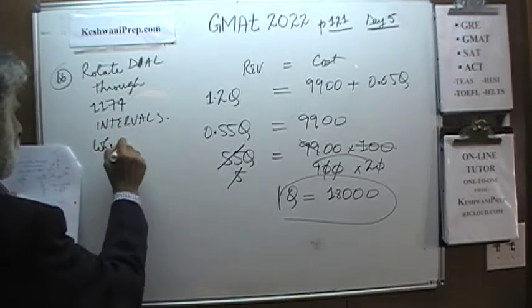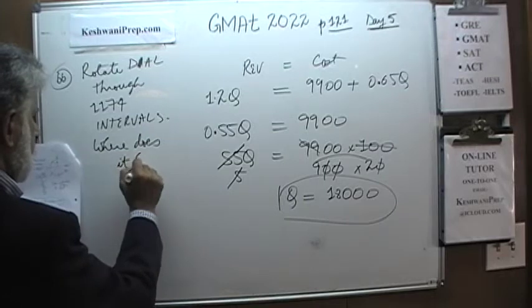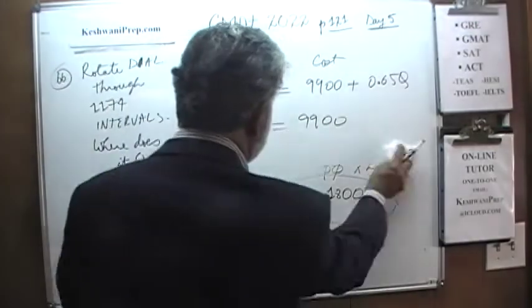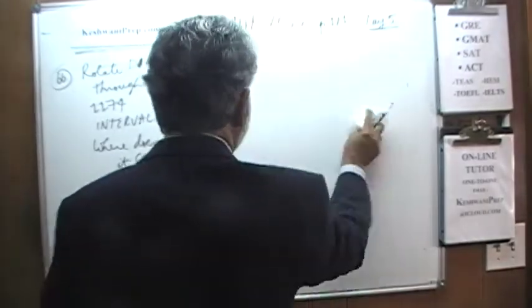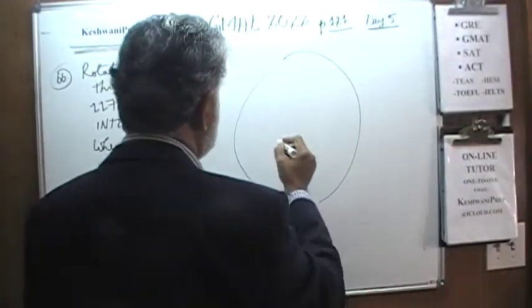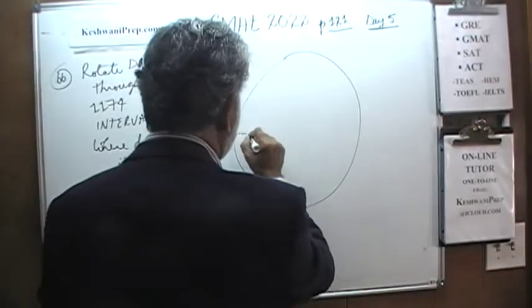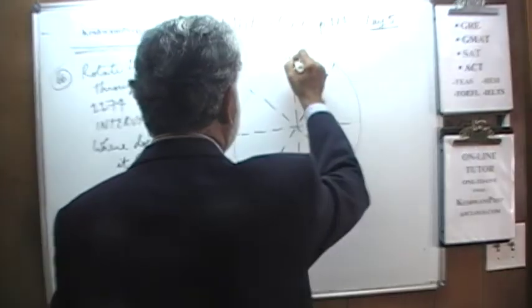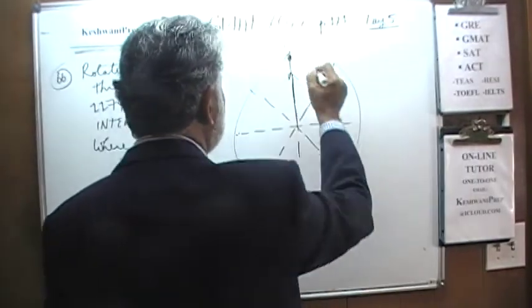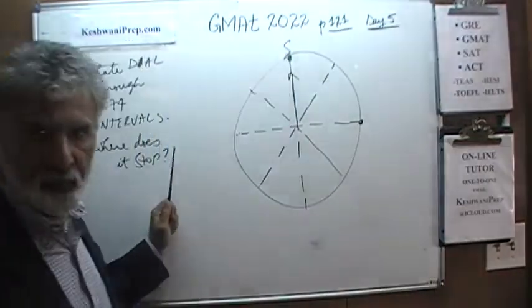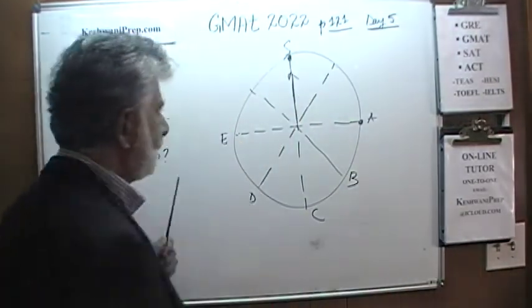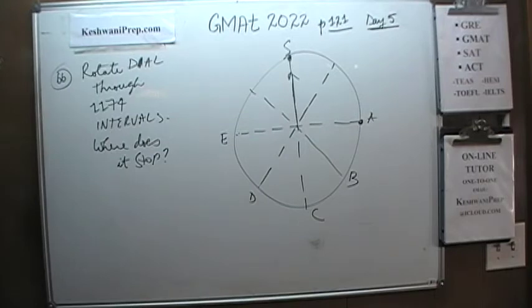Question is, where does it stop? And the dial looks something like this. It's all right. It's cut into 8 equal parts. This is where the dial is pointing right now, at S. And it starts, the story starts from here, as A, B, C, D, and E. So let's begin, shall we?